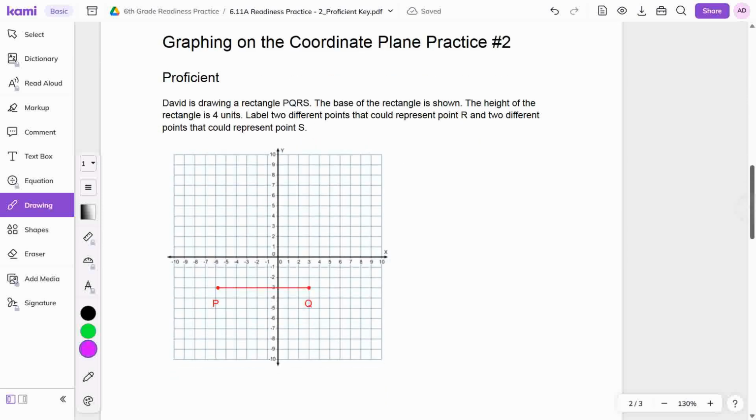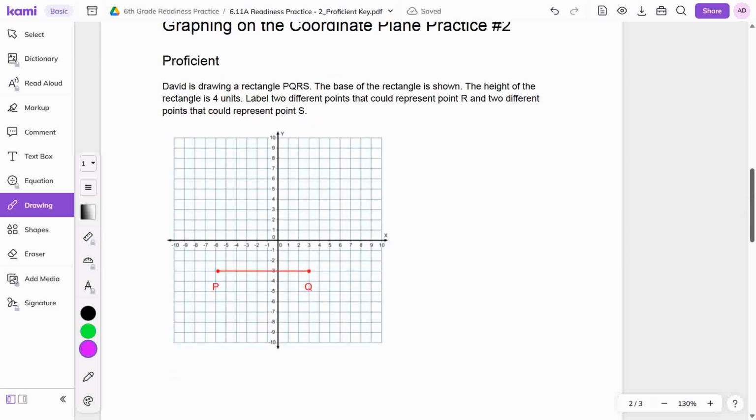For our second problem, we have a rectangle PQRS, and we've got the base shown. The height is 4 units. Label two different points that could be point R. Now, here's the thing. When going PQRS, they always give it to us in order. So P and then Q, so my next point needs to be R. I need to find two different points that could be R and then two different points that could be S. So I'll do those in different colors.